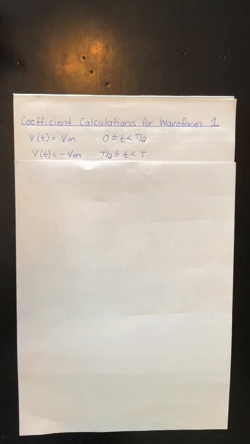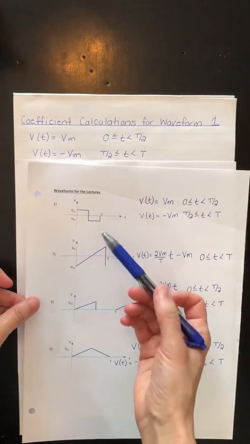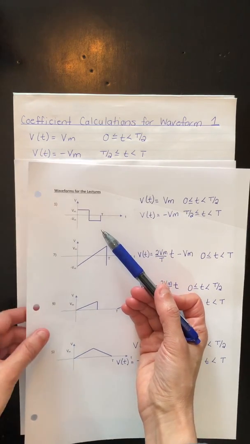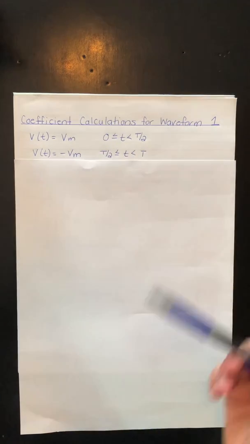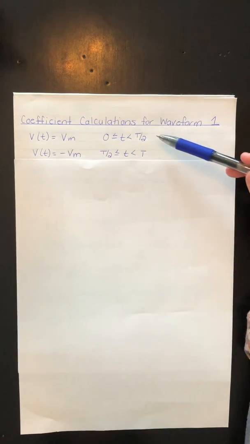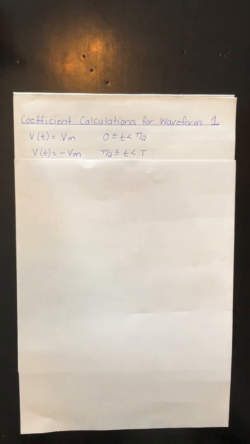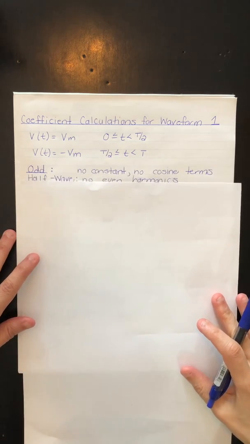Okay, we are ready to try Fourier analysis on waveform 1. This is the square wave that we looked at, given by Vmax and negative Vmax respectively for the first half cycle and the second half cycle. We should begin by stating any symmetry present.